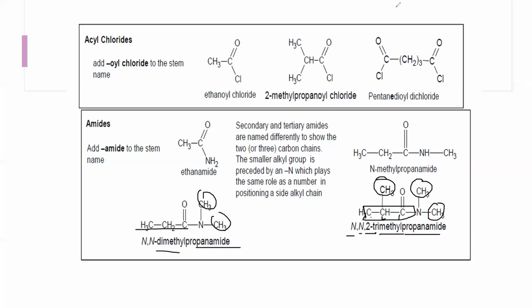But it can be like C2H5, then you will always name according to the alphabetical order. If one of the groups is ethyl and another one is methyl, then ethyl should be first and methyl should be afterwards. So it will be N-ethyl, N-methyl, and then propanamide. Like if I simply change it, instead of CH3, it is C2H5.